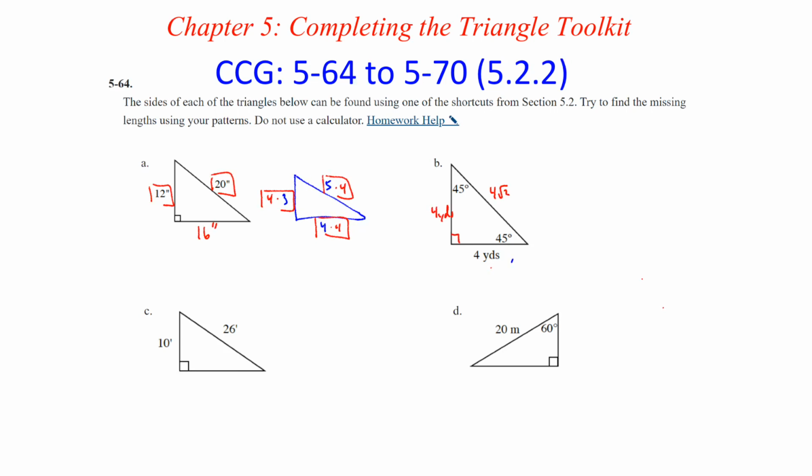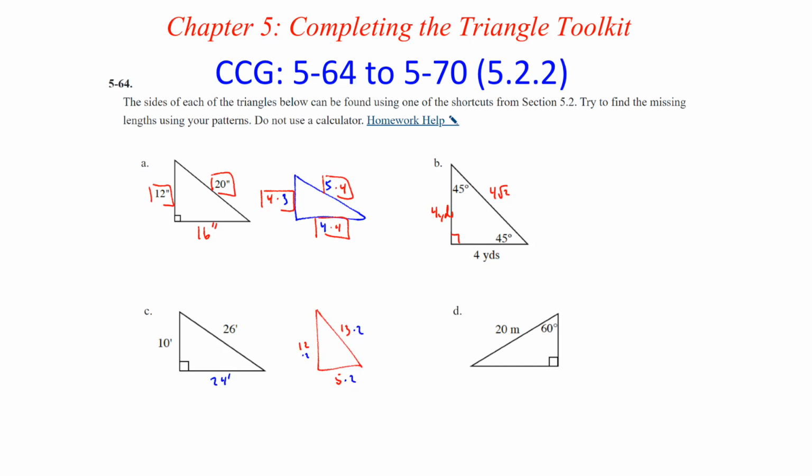On Part C, we have 10, 26, and we're looking for the other leg of the triangle. This one matches up, if you remember, with another Pythagorean triple, which was 5, 12, and 13. So if you notice that 13 times 2 is 26, 5 times 2 is 10, so 12 times 2 would be 24 feet.